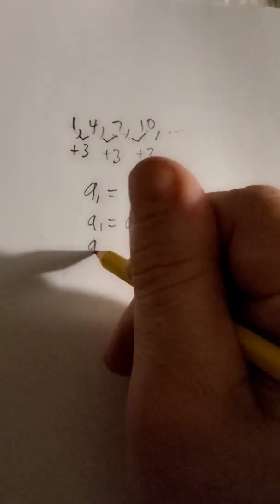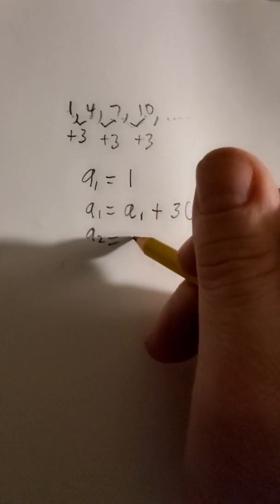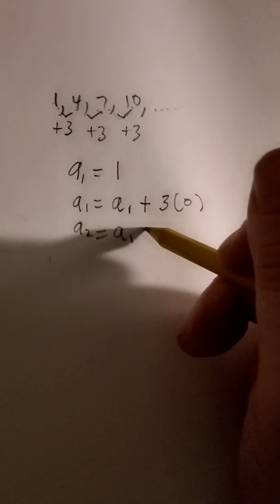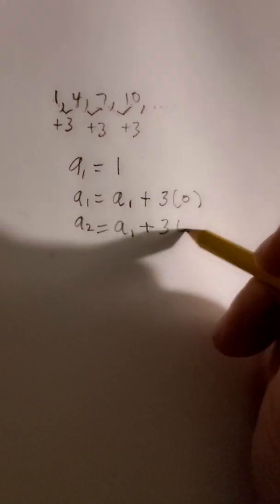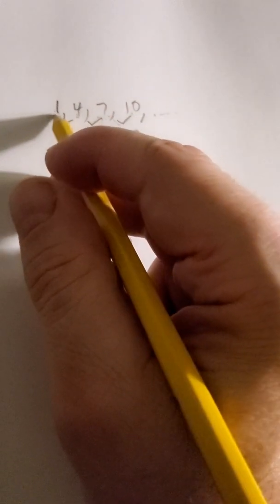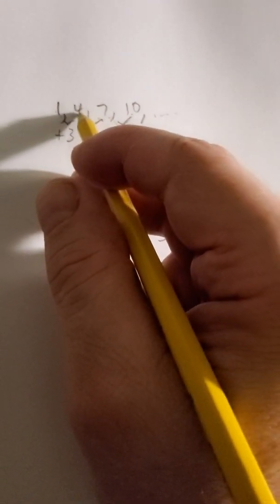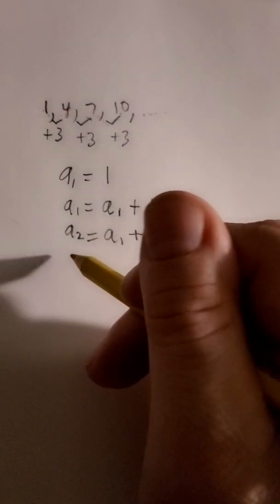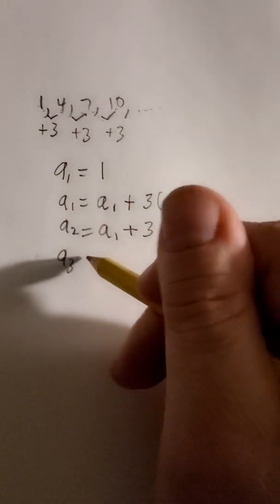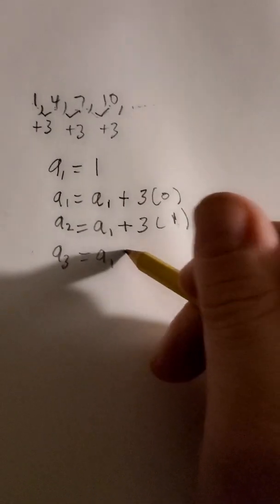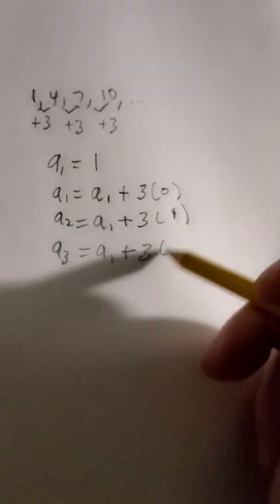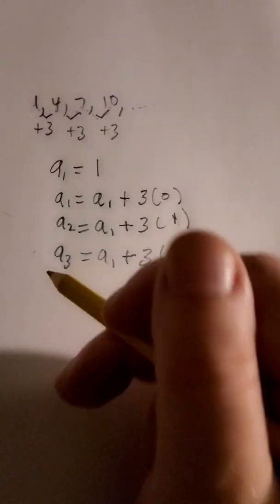A2 equals, again, A1. I always want to use the first term when I do these things. Plus 3 times, how far have we moved in positions? From here to here is 1 position, right? So I'm going to put it here. A sub 3 equals A1, first term, plus the common difference, times how many positions have I moved now? Well, 1, 2. I'm going to put it here.